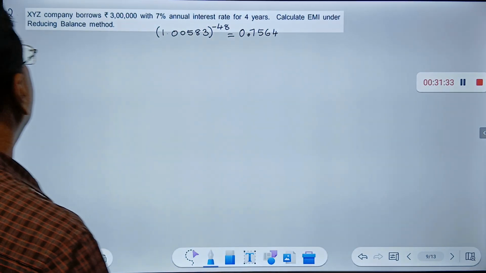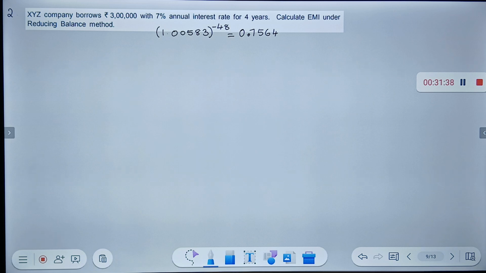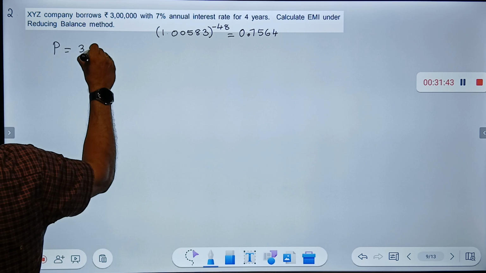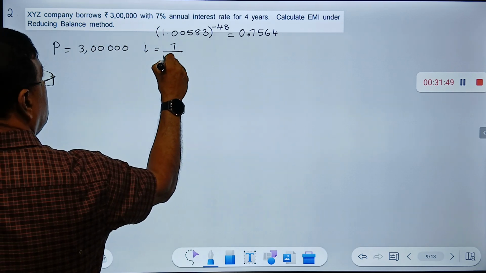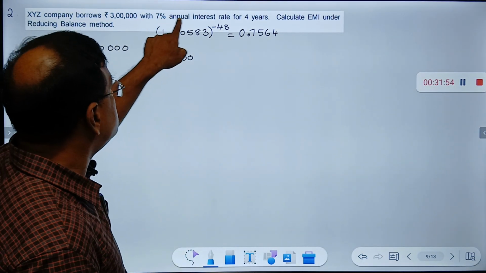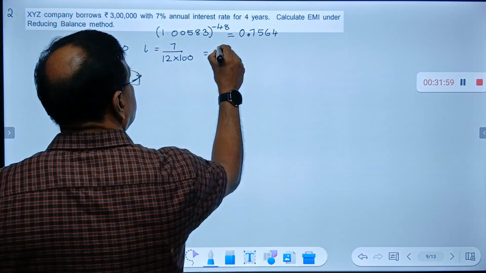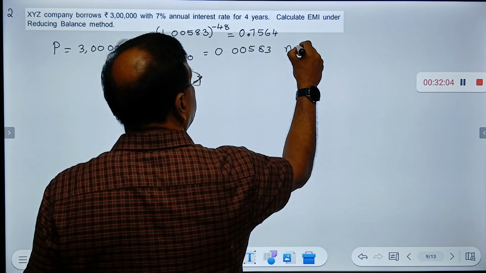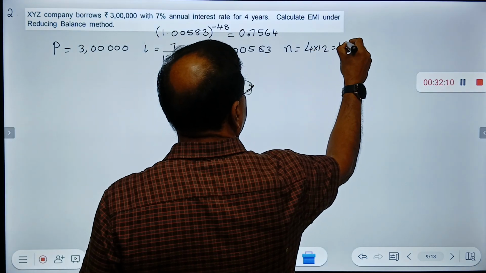XYZ company borrows 3 lakhs with 7% annual interest rate for 4 years. Calculate the EMI. So what is my principal? My principal is 3 lakhs and my rate of interest is 7 by 12 into 100. Now why do I divide by 12? Because the interest is calculated per month. So when I divide 7 by 12, I get roughly 0.00583 and my tenure period, the number of tenure is 4 into 12. 4 into 12 is 48.